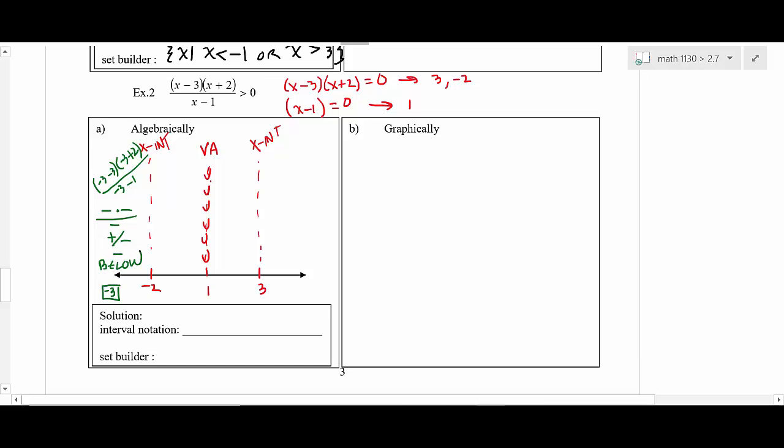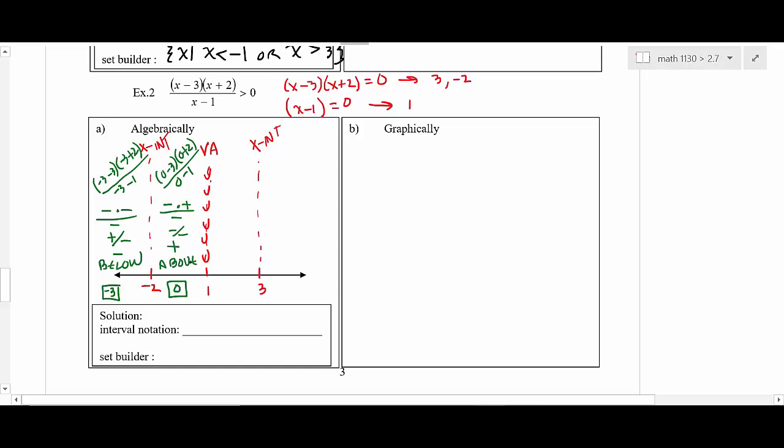Okay, and I'm going to do these fairly quickly because these things you can process in your head with a little practice. Okay, let's take a test point here. Let's use 0 there. Okay, plug in again to the original. You would have 0 minus 3 over 0 plus 2 all over 0 minus 1 like that. So that looks like that is a negative times a positive over a negative. So that is a negative over negative, which is a positive. So that means you're above the x-axis like that.